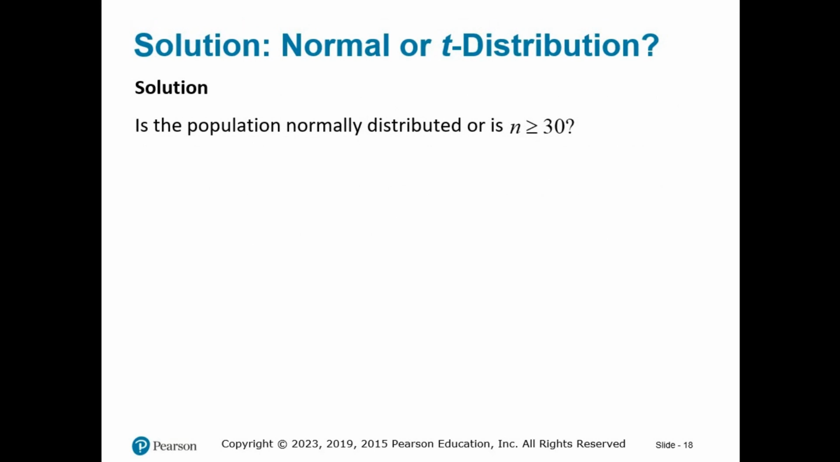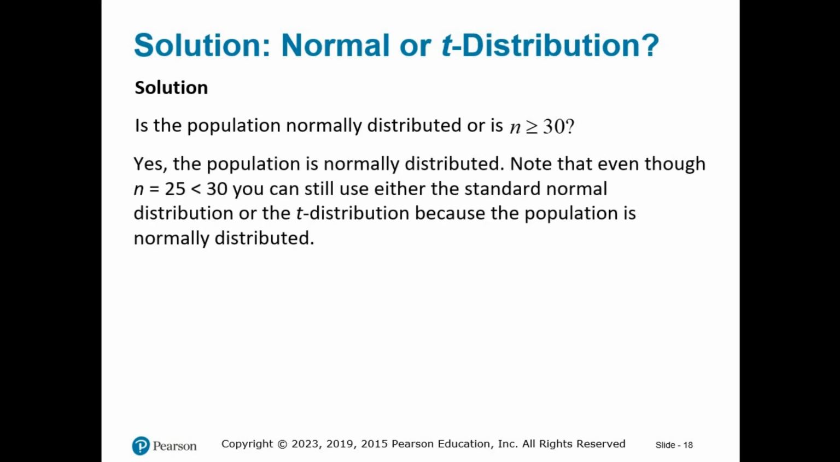Okay, so something that's important no matter which direction we go is that either the population is normally distributed or the sample size is greater than or equal to 30. So let's check that first. Is the population normally distributed or is the sample size greater than or equal to 30? Yes, the population is normally distributed. Note that even though n is 25, and that's less than 30, you can still use the standard normal distribution or the t-distribution because the population is normally distributed.